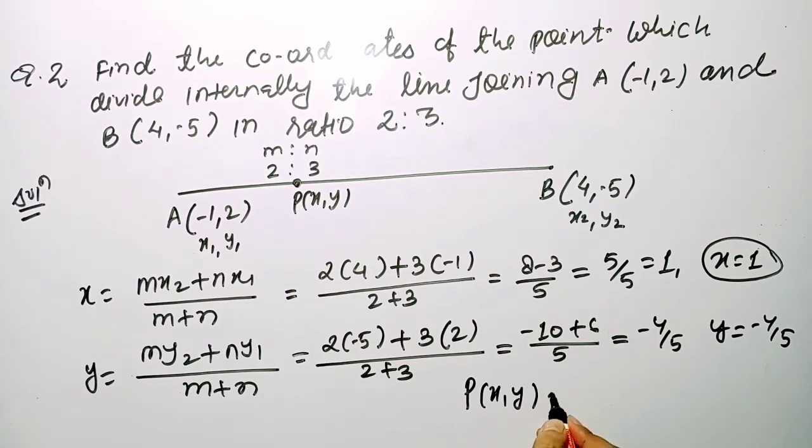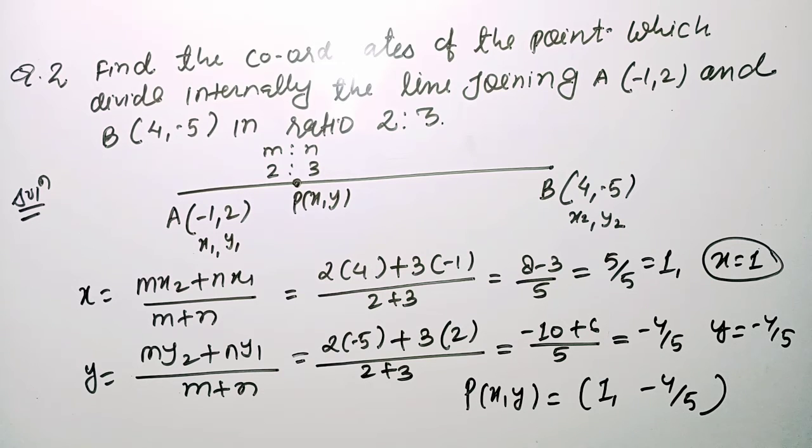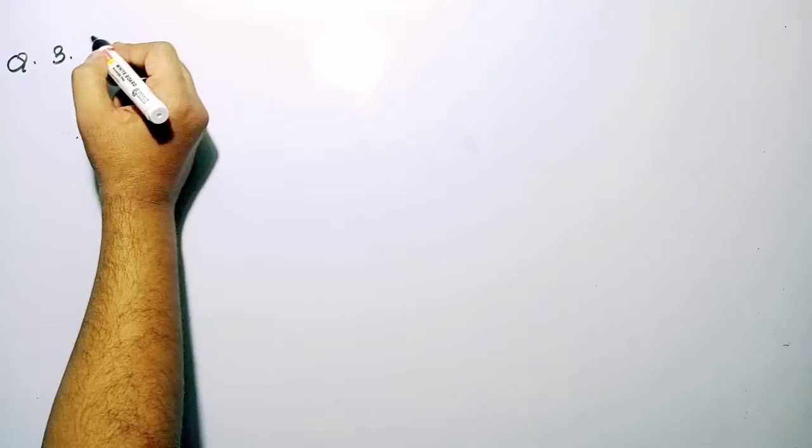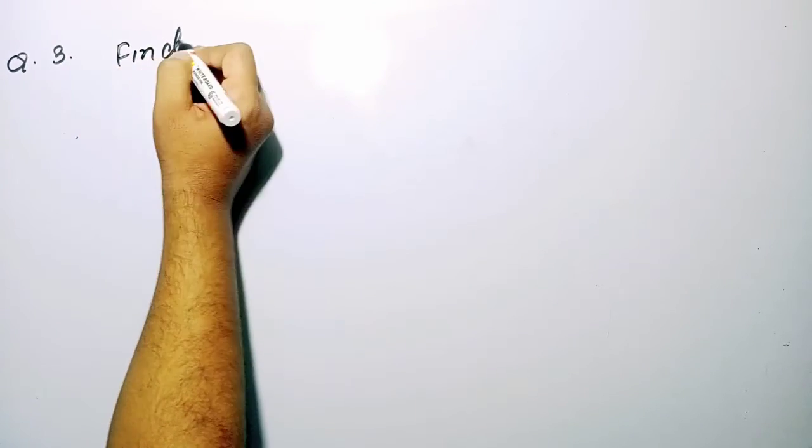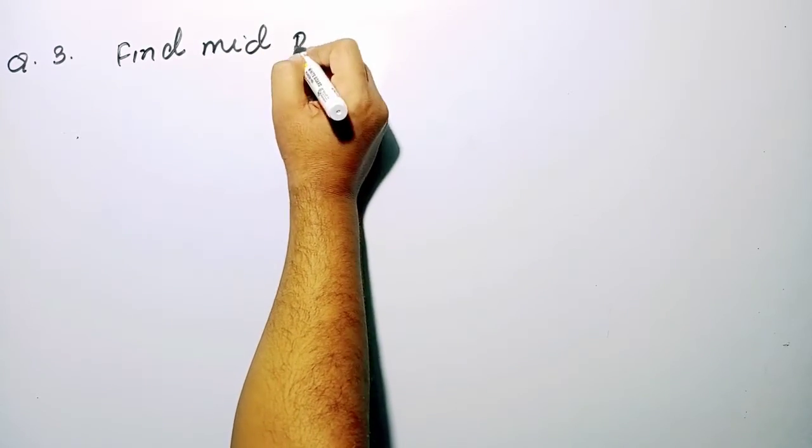So we can write the point in the form of (x, y). x is 1 and y is minus 4 by 5. Okay students, so you can conclude that P having coordinate (1, -4/5) divides the line segment joining A and B in the ratio 2:3. Now students, moving to the third question.